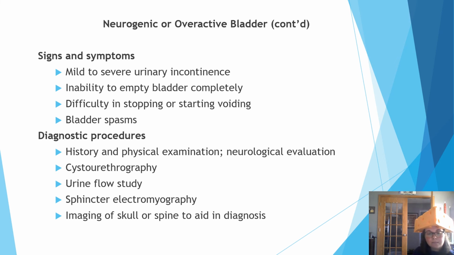Oh man. Okay, cystourethography. That's a tough one. Basically, they're going in and taking a look at the bladder. It's a urine flow study and sphincter electromyography, along with images of the skull or spine, aid in diagnosis.